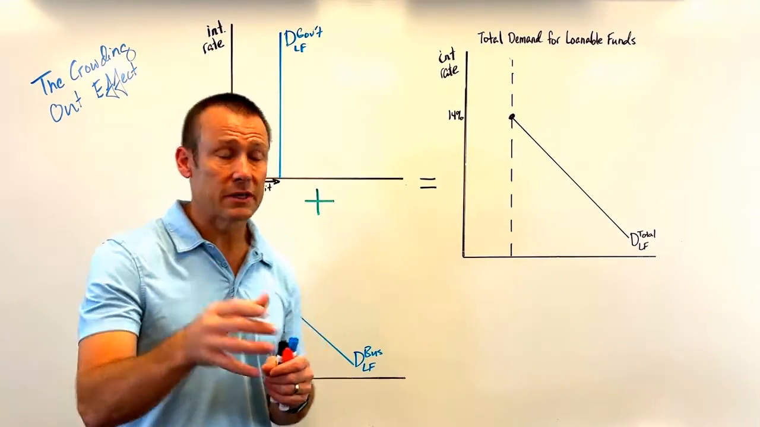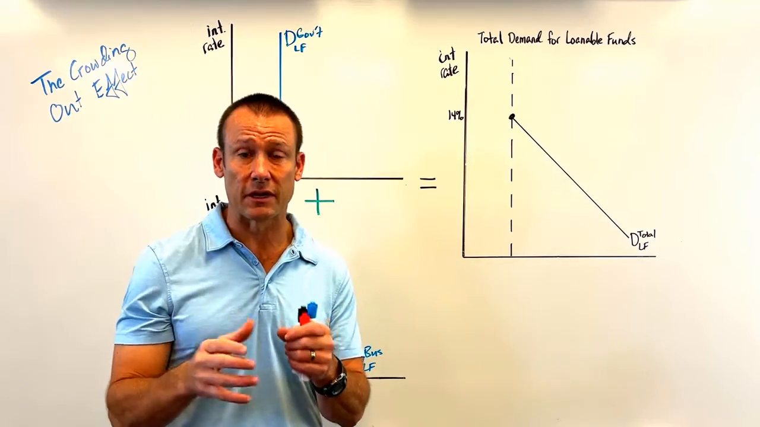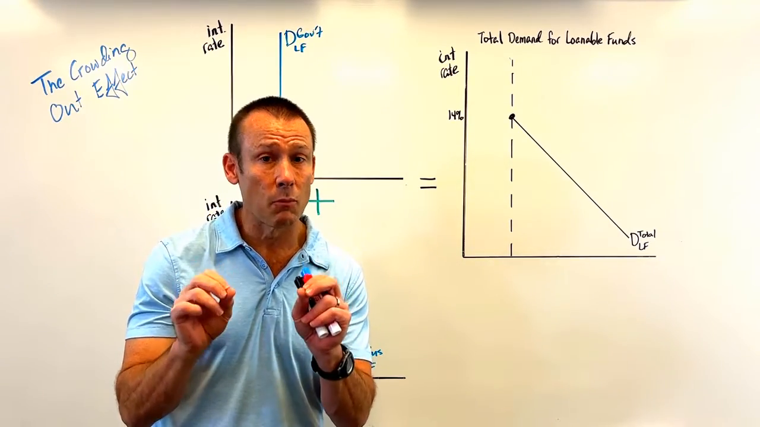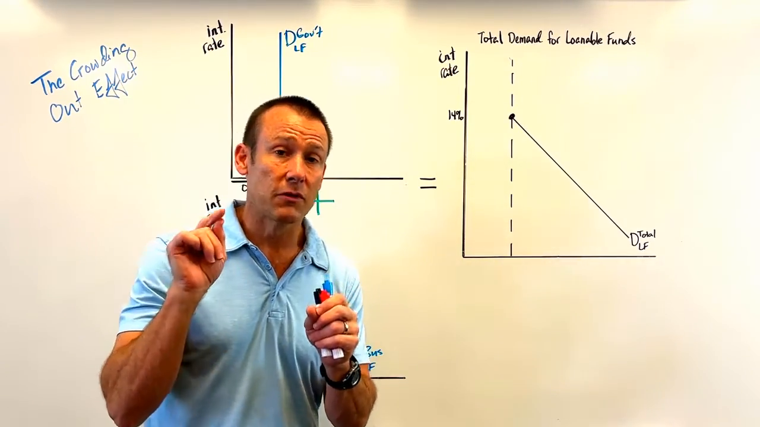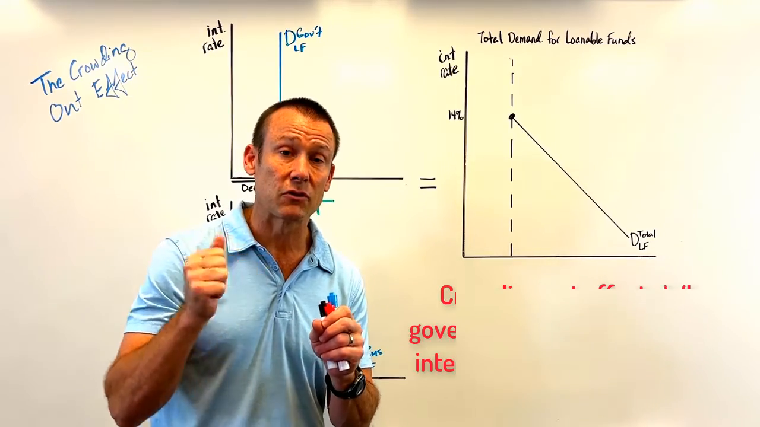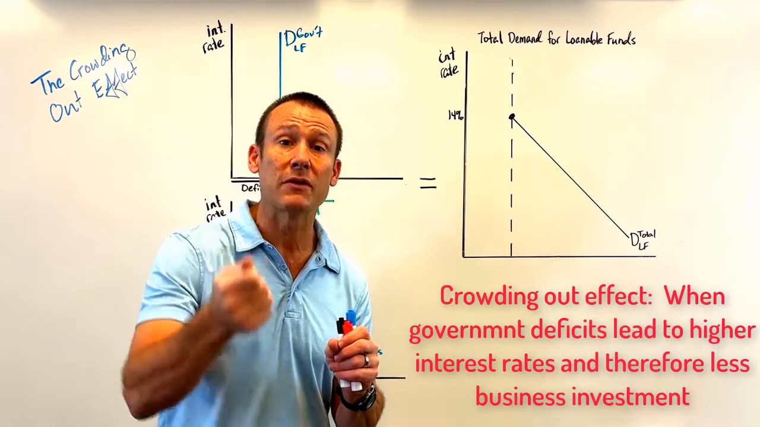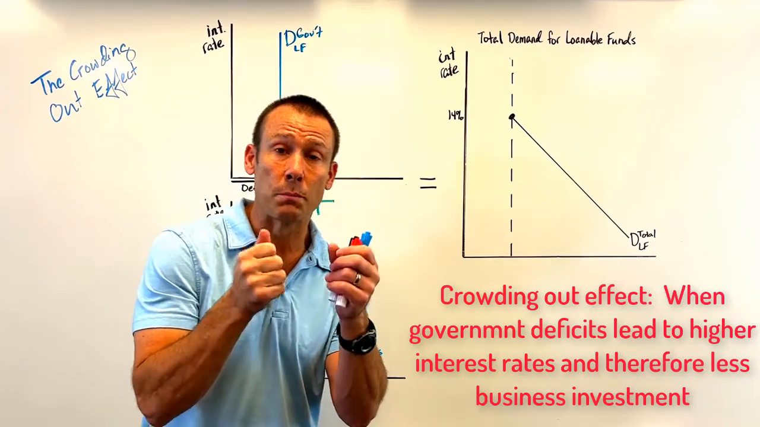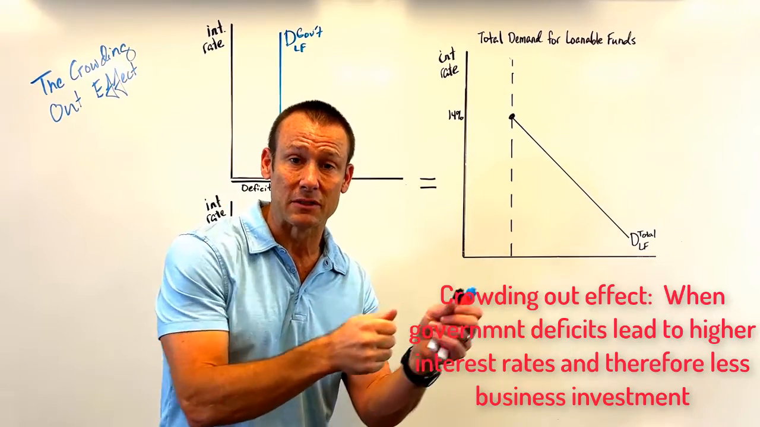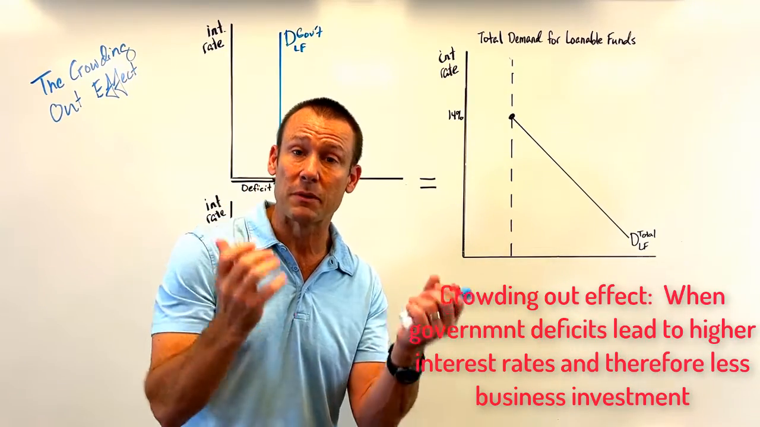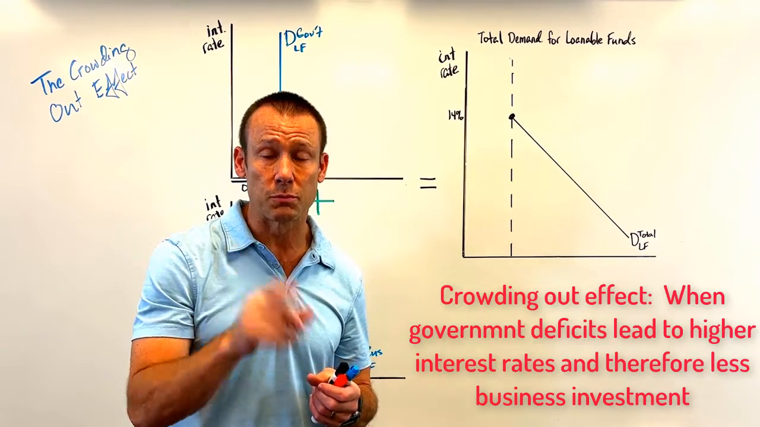Now, we're going to understand that graphically here in just a second, okay? So here again, one more time though, before we get to the graphs, the crowding out effect. When government deficits cause governments to borrow more, driving up interest rates, making it so businesses do less investment projects, because when that interest rate goes up, it becomes more costly to do those projects.